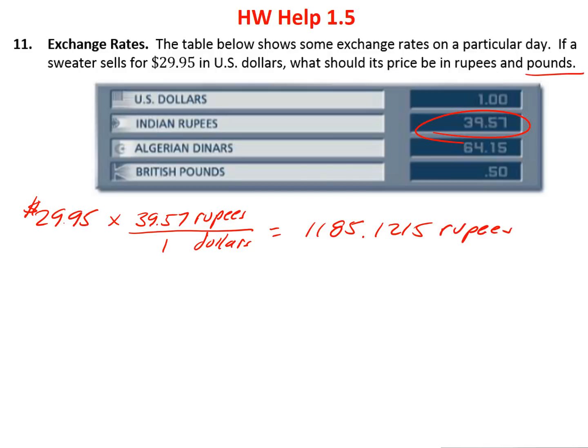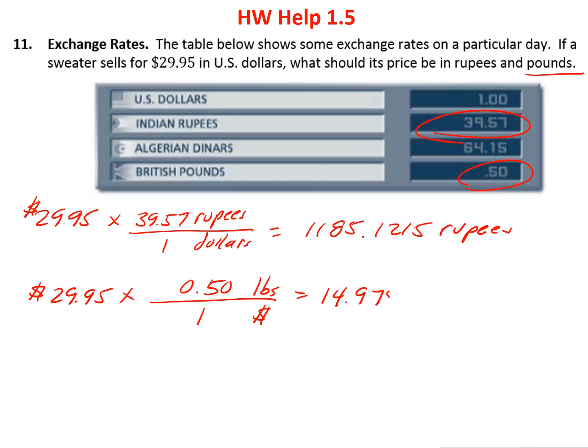Second, in pounds. Again, 29.95, and we want to know what's the pounds per dollar. Well, $1 equals half a pound. Again, the dollars cancel out, so we're going to multiply 29.95 times 0.5, and that's going to equal 14.975 pounds. That's what they use in England.